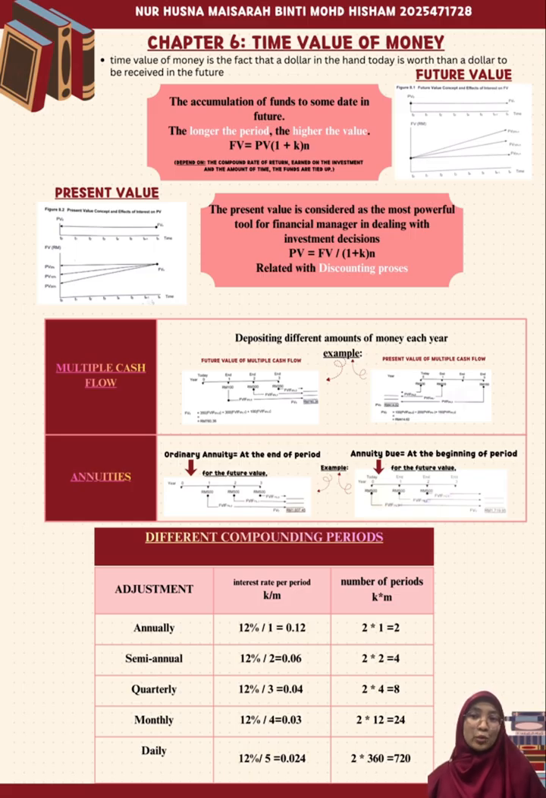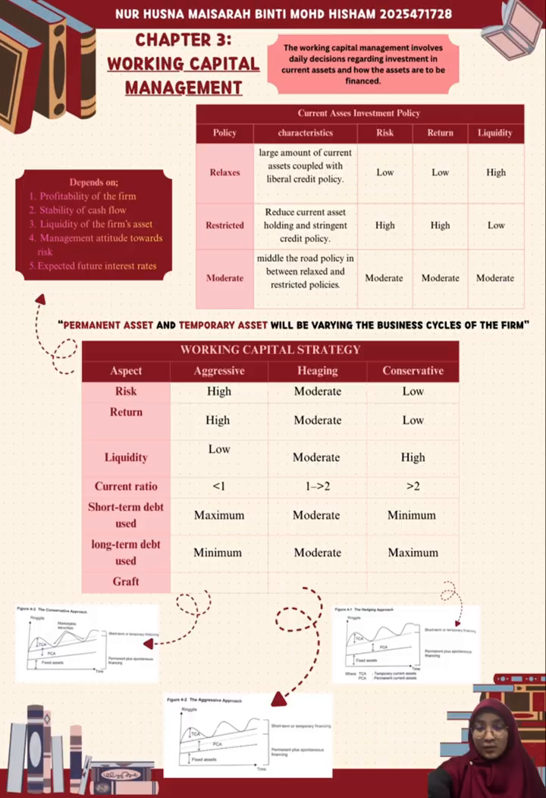If you compound it annually, the rate is still 12% with the period being 2. Meanwhile, if you compound it semi-annually, the rate must be divided by 2, which is 6% per half year, and the period is 4. For quarterly, 12 will be divided by 4 and become 3% per quarter and we get 8 for the period. So you can see as compounding frequency increases, the rate per period gets smaller, but the number of periods gets higher.